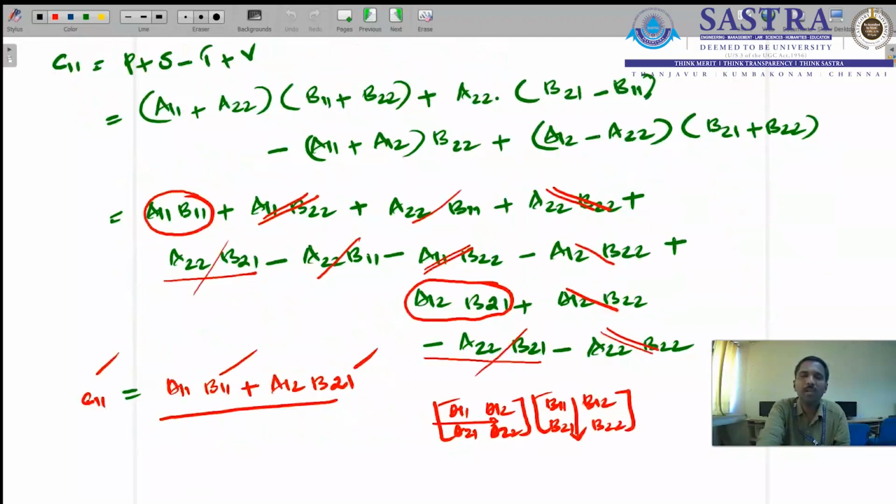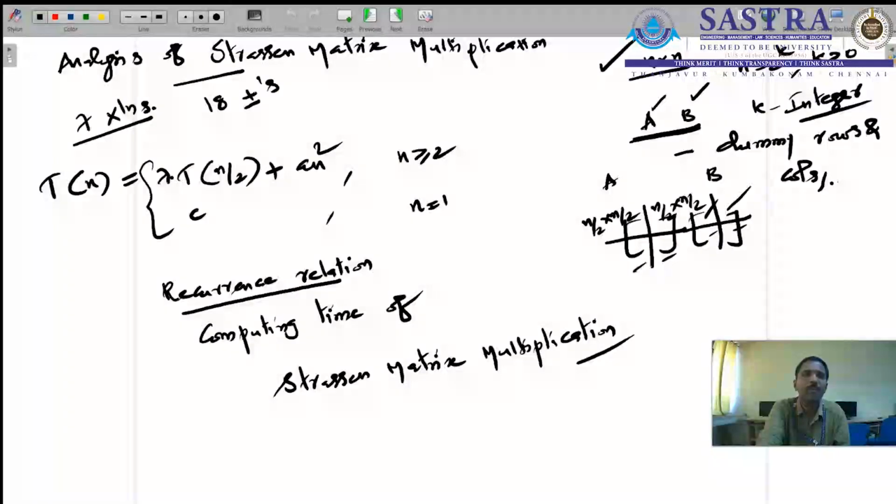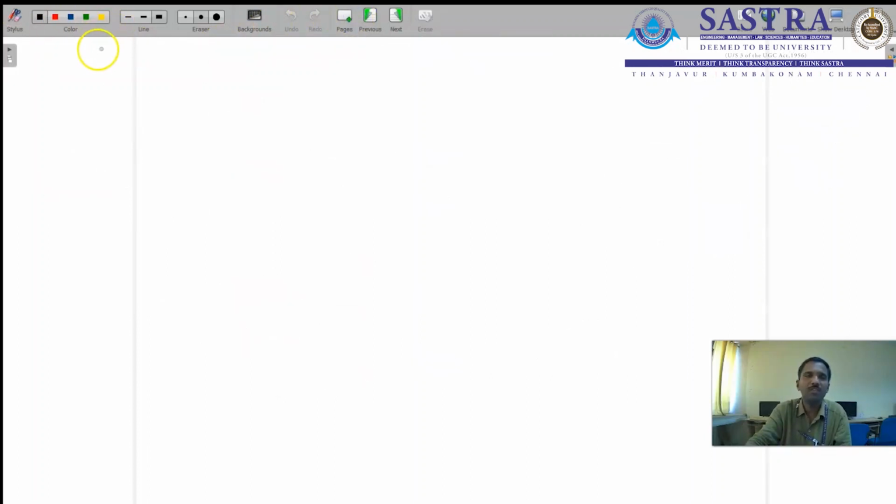Suppose T of n is the computing time to represent n by n matrices multiplication A and B. A is of order n by n, B is of order n by n. Then, according to Strassen, we are going to apply the divide and conquer logic recursively until the input matrix reduces to the size 2 by 2. So, initial size is n by n.